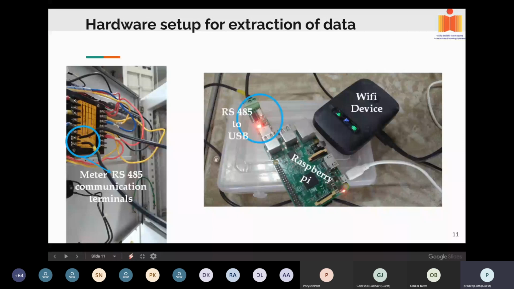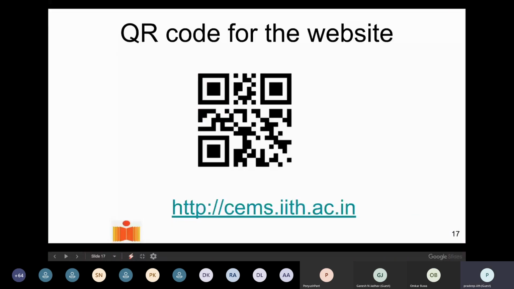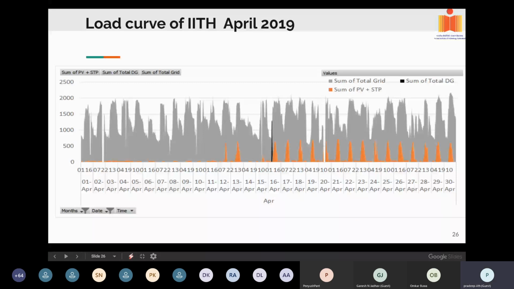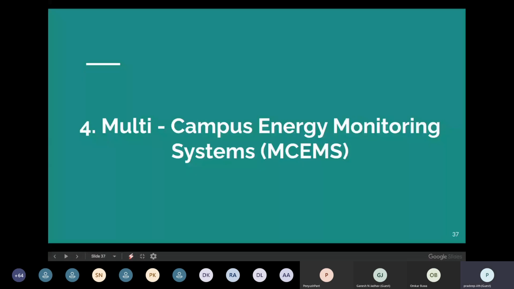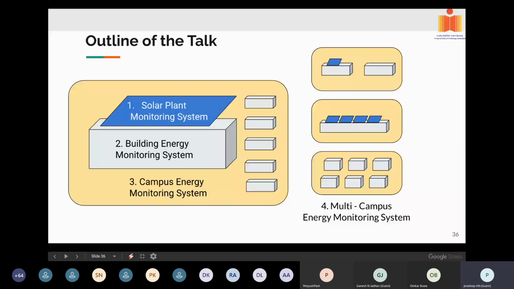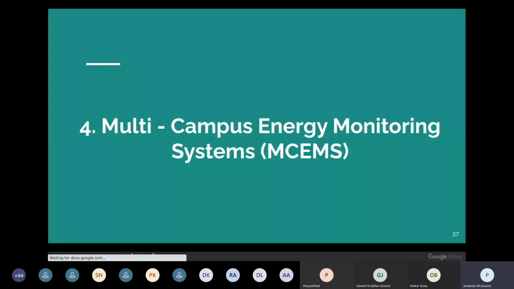That is the multi campus. So then we thought, already we did solar plant monitoring, then building level, then campus level. Then why be satisfied only with one campus? Why not go for multiple campuses? So then we started. Since I studied in my BTech college, I contacted them. Their HOD was our sir. So I asked them, "Are you interested?" Then I gave this presentation.